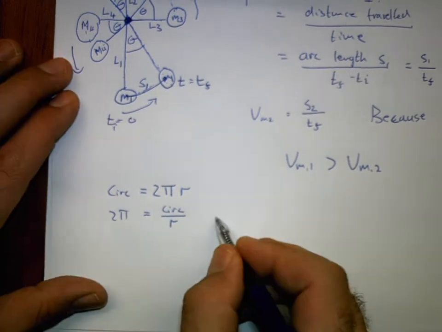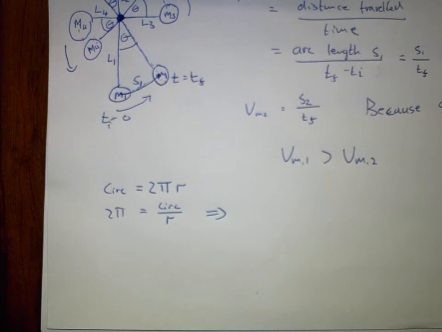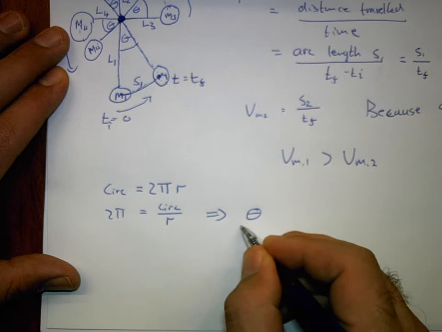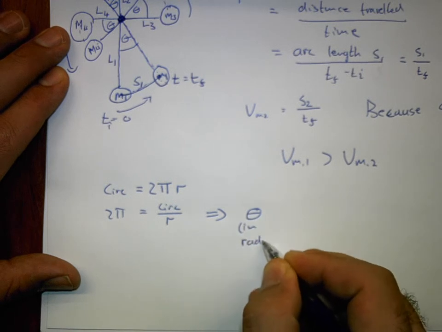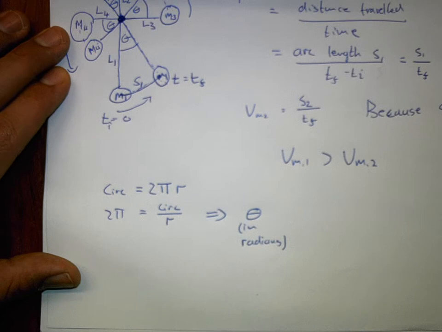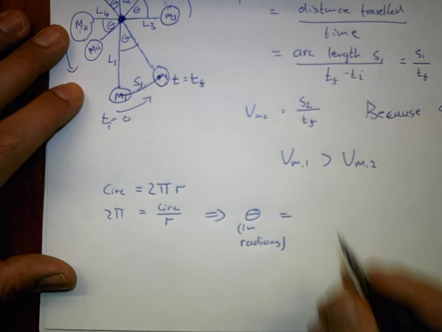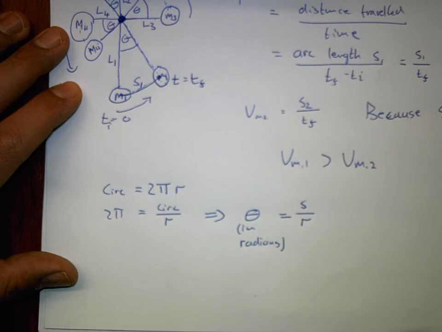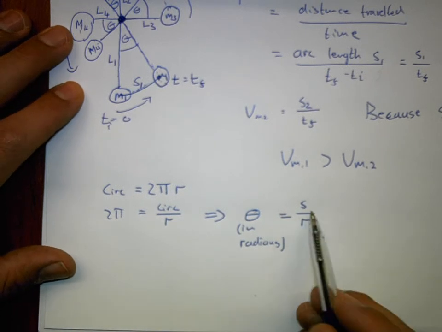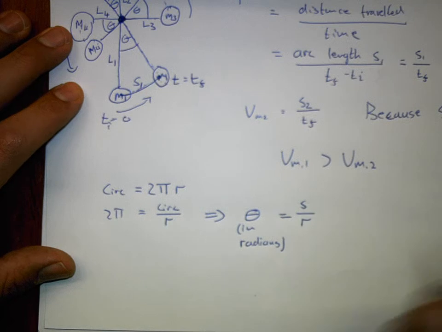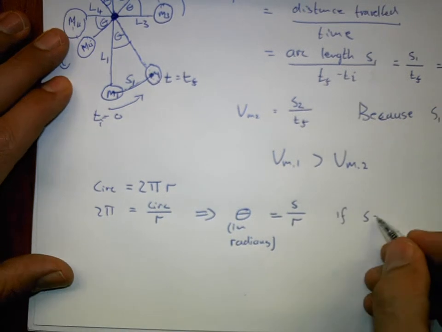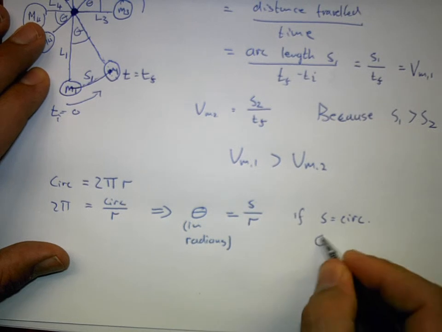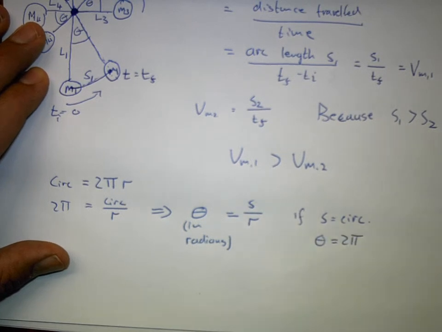And we can generalize this now to define an angle in radians. We can say an angle in radians, so it's a different unit than degrees, is equal to some arc length divided by a radius. So if the arc length is equal to the full circumference, then theta is equal to 2 pi radians.